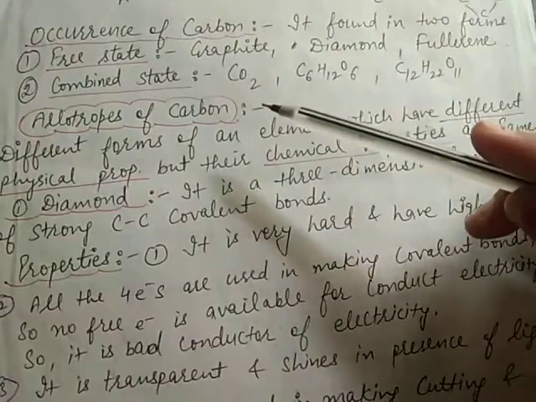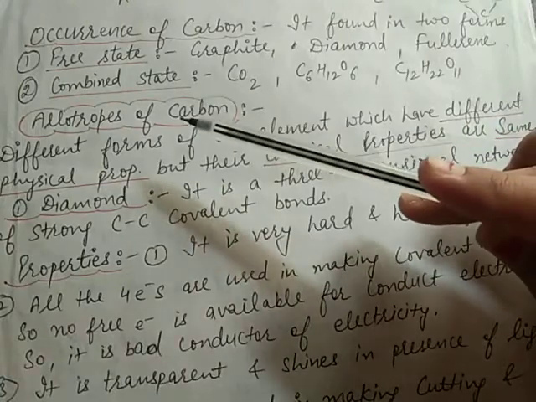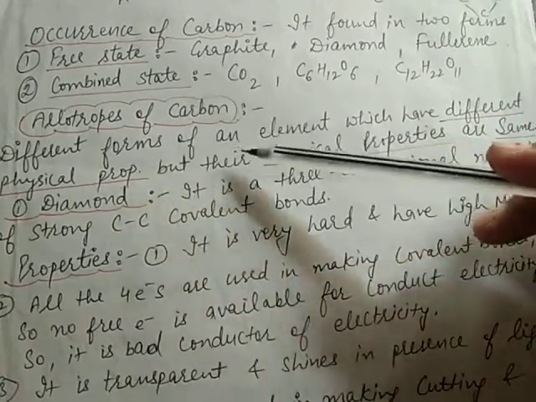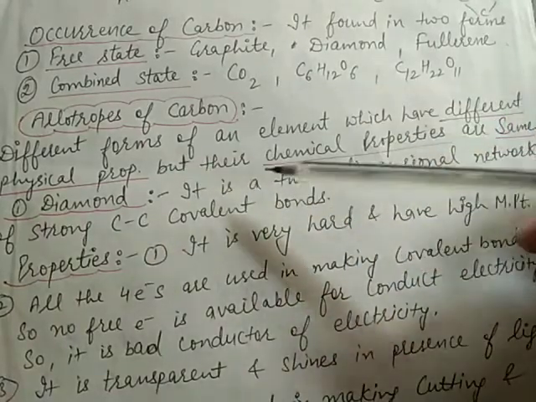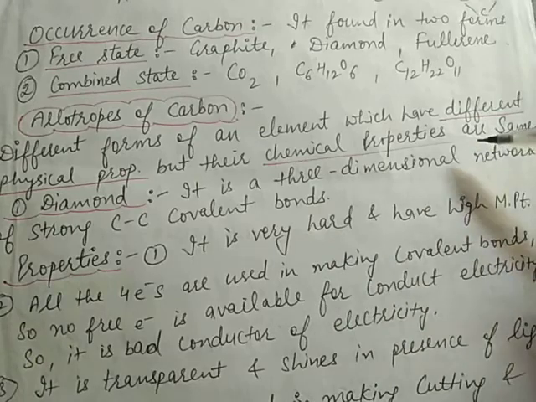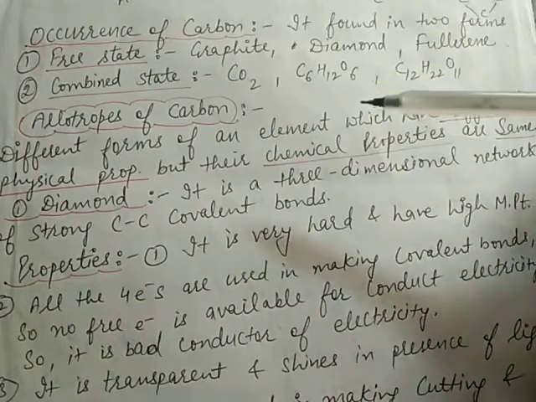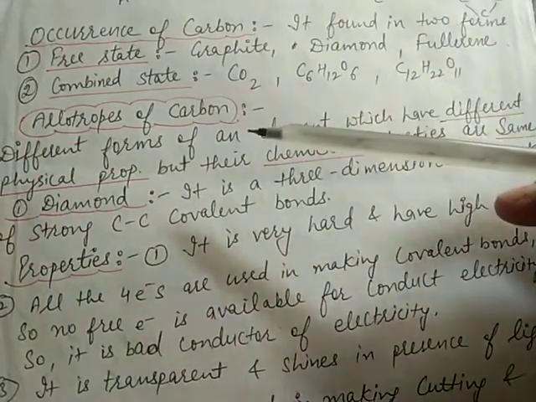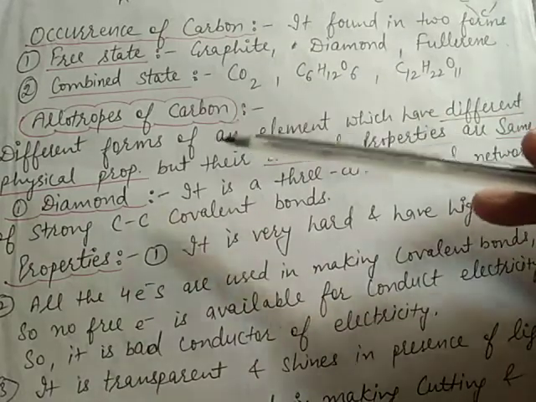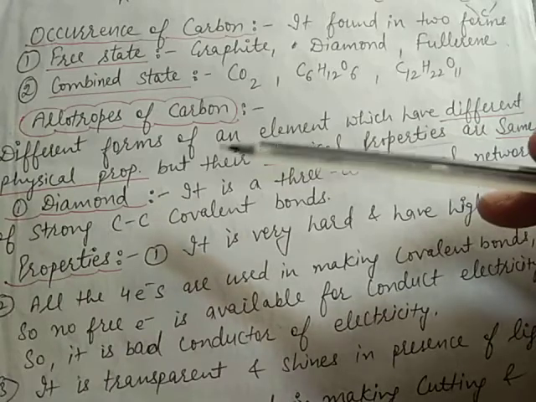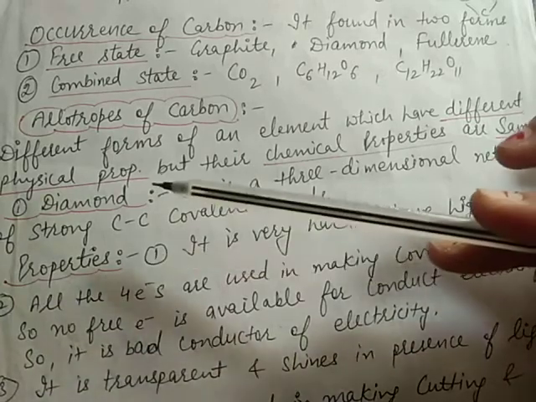Now the next is allotropes of carbon. What do you mean by allotropes? Allotropes are the different forms of an element which have different physical properties but their chemical properties are the same. Means physically different but chemically same. It exists in more than one form. Carbon has three allotropic forms. First is diamond, second graphite and third is fullerene.